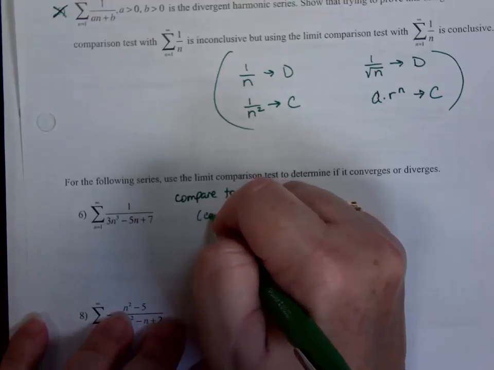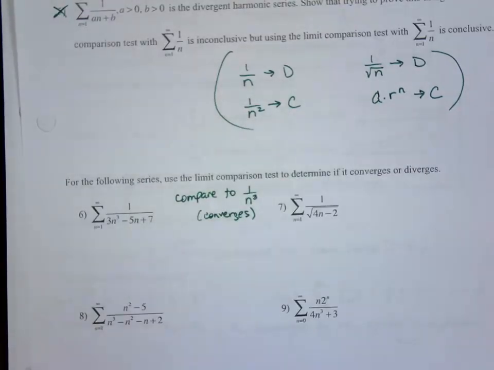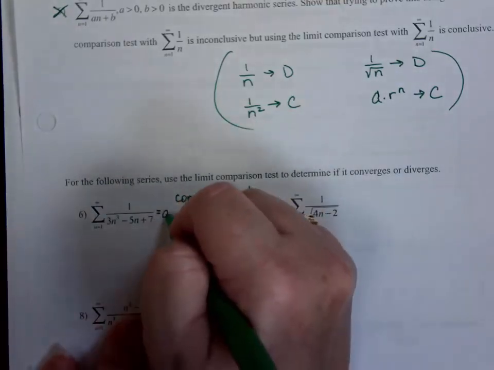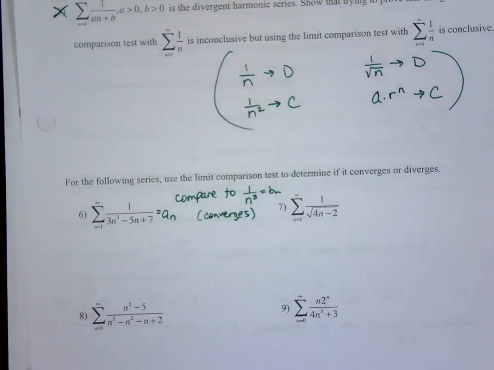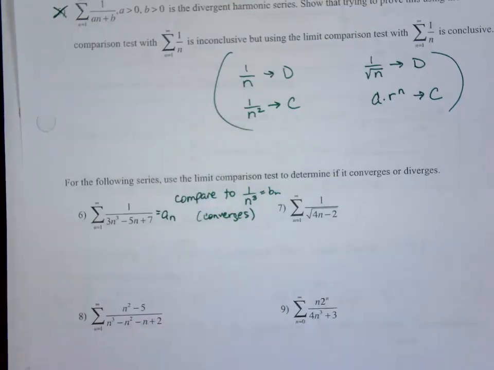And this one converges. You must write down what you're comparing to and whether it converges or diverges in order to use this test. Okay? I'm going to call the first one a of n, and I'm going to call the other one b of n. Yes? It converges because of the third power. If the power is bigger than 1, it's going to converge. Okay? So that one is going to converge.